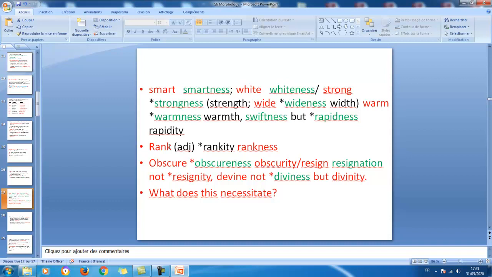Same thing in here. This adjective rank, the noun out of it is not rankity but rankness here. So same, obscure, it's not obscureness as a noun but obscurity. Okay, resign as a noun, resignation, not resignity here. But look, divine, it's not divineness but divinity here. So what does this necessitate? What can we get from all these examples as a lesson here?